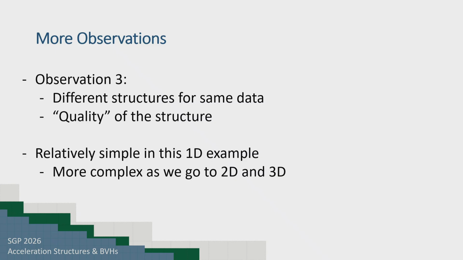So that gets us to my last two observations I want to make here. One is that we can have different data structures for the same data. And there is some sort of inherent measure of quality of the data structure. So some ways of representing this, or building this acceleration structure, will be better than others. Whereas, yeah, you can definitely make it worse. It's relatively simple in this 1D example, but it gets a lot more complicated once you go to 2D and 3D, and once you have things that aren't points, but triangles or even more complex objects.